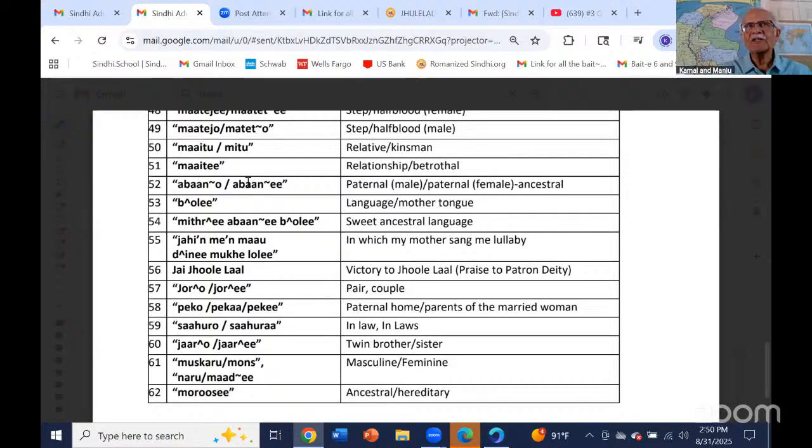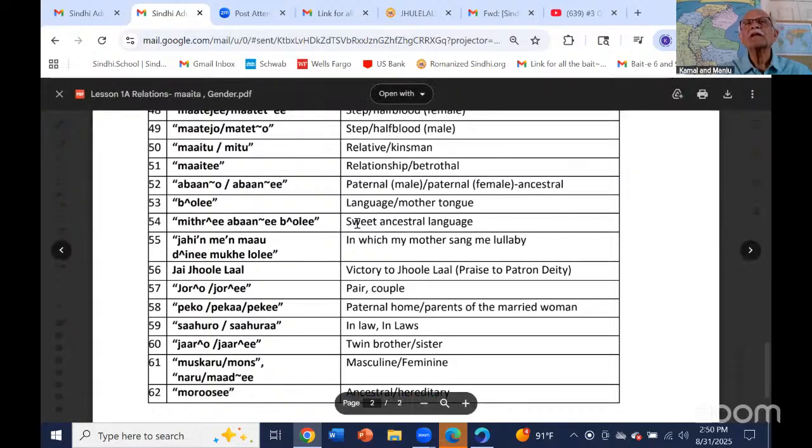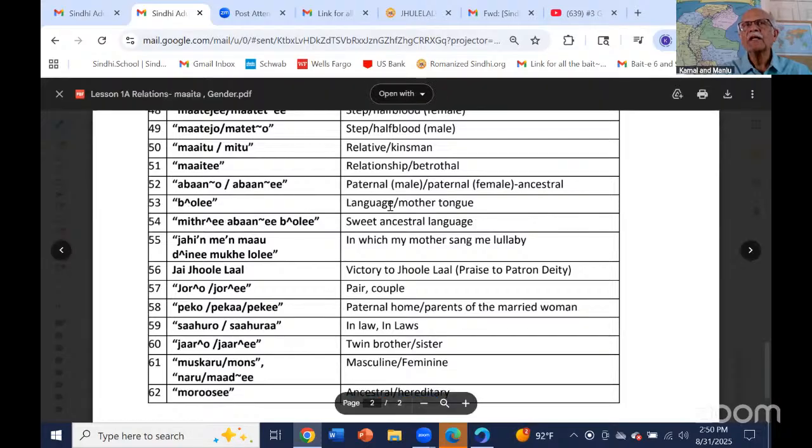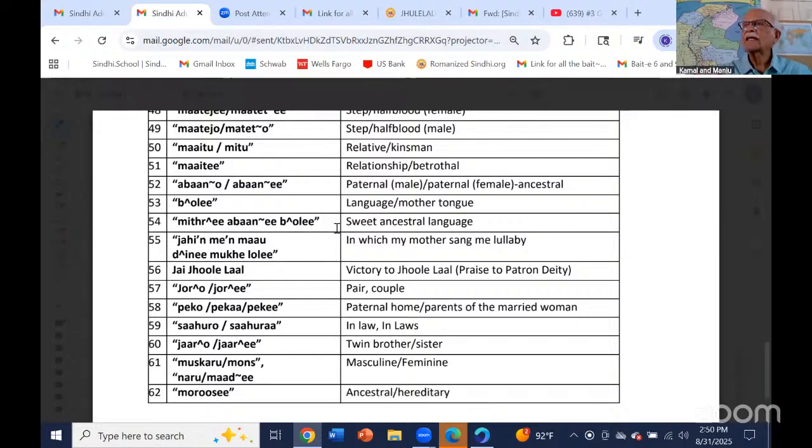So that word is here. Mitri, abani boli. Sweet ancestral language. Boli, language, mitri, abani boli. Abani means ancestral. So we may be anywhere in the world, doesn't matter which continent, which country, wherever we are, Asanke Panji Sindhi Mitri Boli Hamesha Yaad Rakhni Aaye.